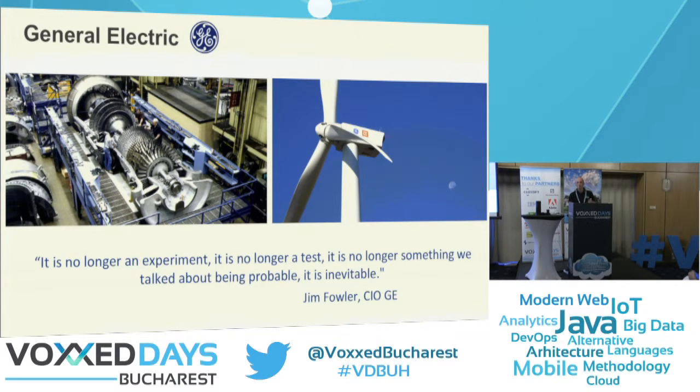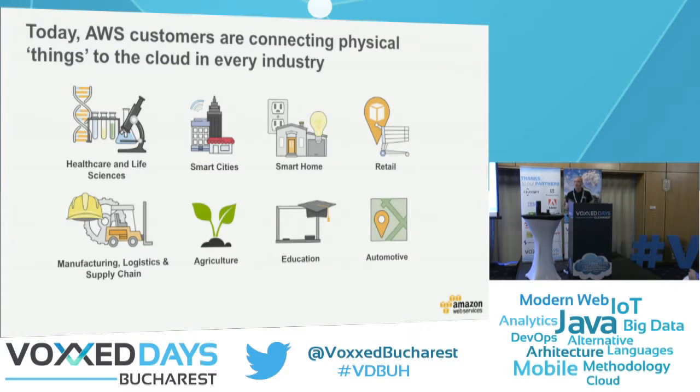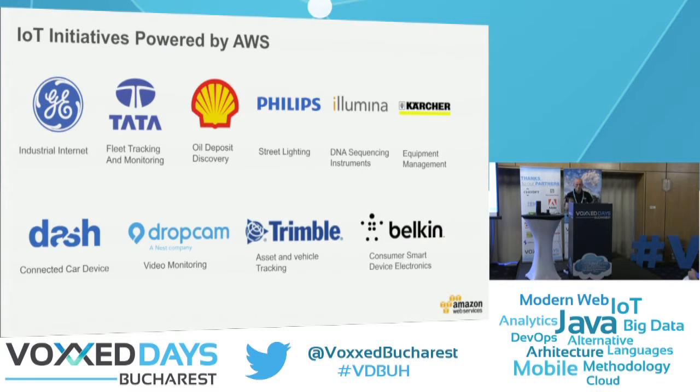And at that point, you need a reliable backend to ingest all this data, and that's where cloud solutions can come in. So we have customers developing, as we speak, new IoT solutions on AWS in very different verticals. These are a few examples.